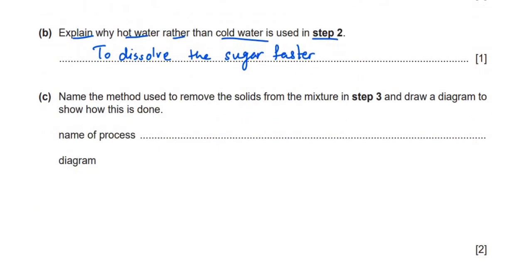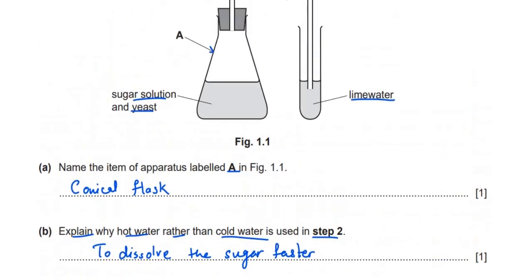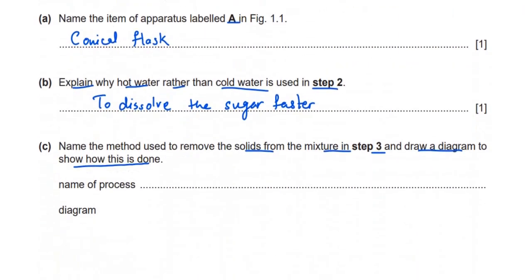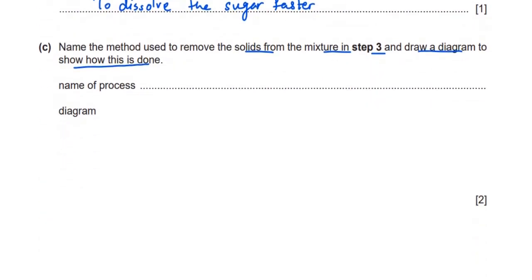Okay, name the method used to remove the solids from the mixture in step 3 and draw a diagram to show how this is done. Now in step 3 what they have done is they said remove the solids from the mixture to obtain the sugar solution. So if we want to remove the solids out of the sugar solution, obviously the name of the process is filtration, because we want to remove the solids out of the solution.